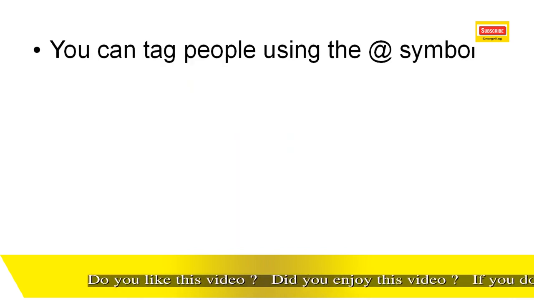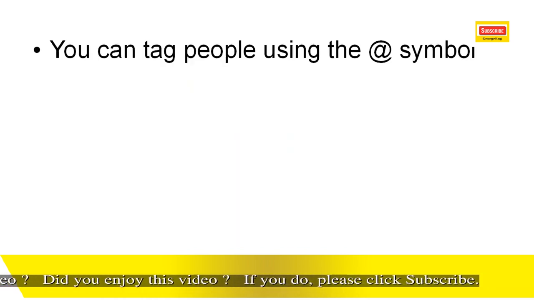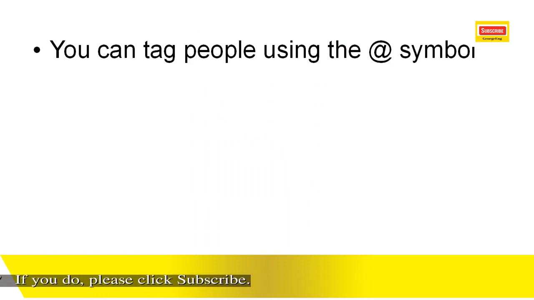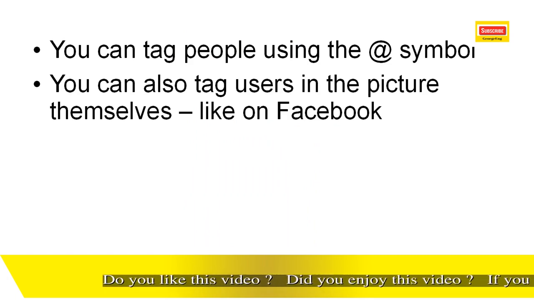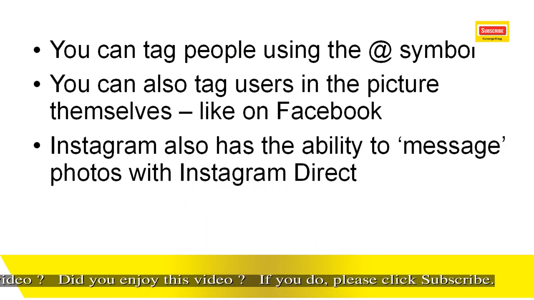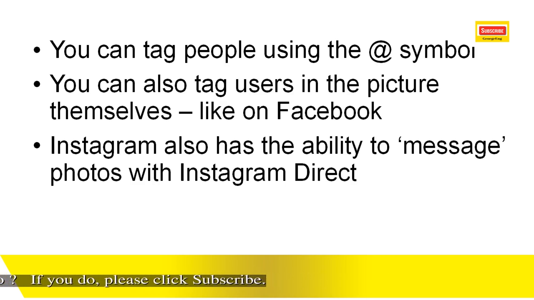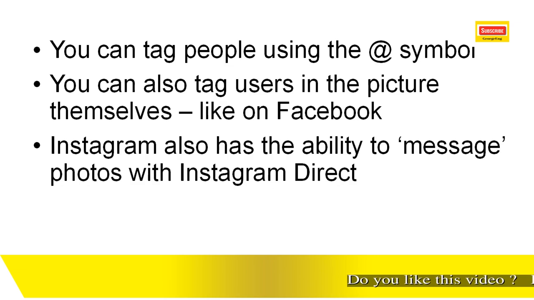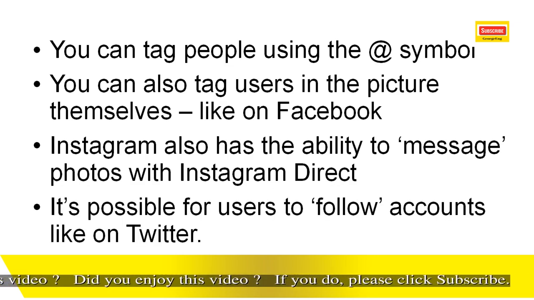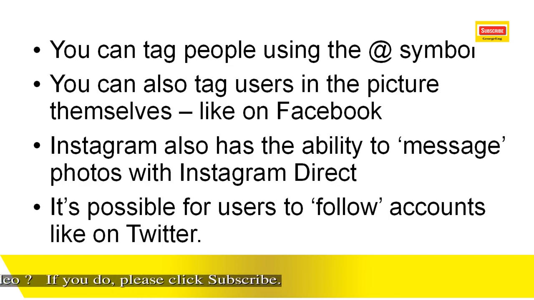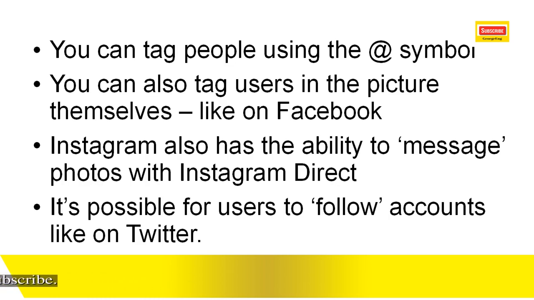You can also tag people using the @ symbol, again, just like on Twitter. And you could also tag users in the picture themselves, like on Facebook. Instagram also has the ability to message photos with Instagram Direct. So you can send someone a private message as a photo. And it's also possible for users to follow accounts just like you do on Twitter.